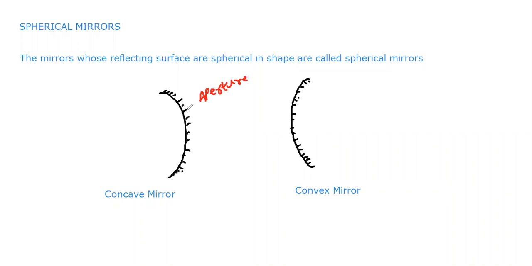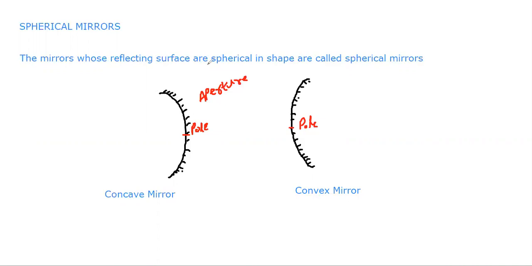The center part of this aperture, or you can say the center of this spherical part, is known as the pole. The center part of a spherical mirror is known as the pole. It is denoted by capital P. Similarly, a convex mirror would have a pole too. Now, if you want to define the pole, you will say the pole is the center part of a spherical mirror, or spherical part. The center of the spherical part is known as the pole.